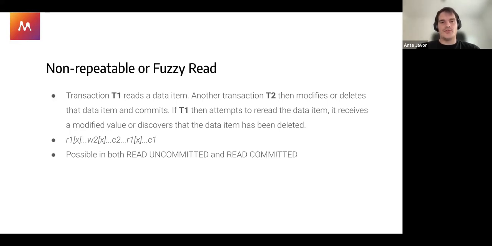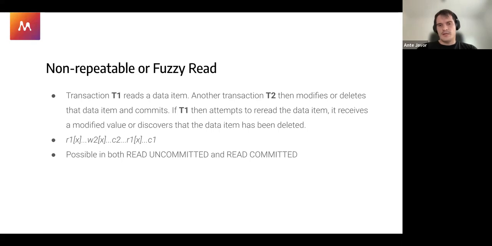Unfortunately, this is possible in both read uncommitted and read committed isolation levels. As mentioned, for example, the default isolation level in Postgres is read committed. But Postgres has some special handling of these non-repeatable or fuzzy reads, which is not defined by the standard.